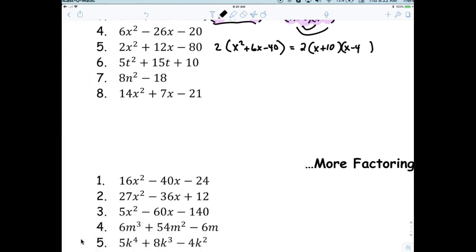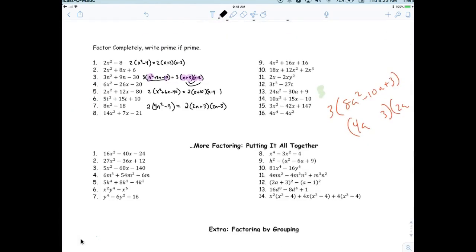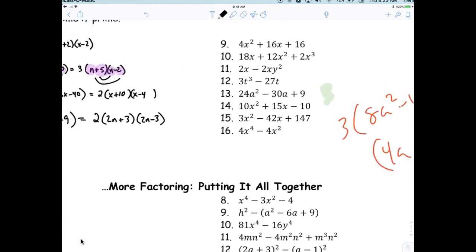Number 7, what's common? 2. So we pull out a 2. We end up with 4n squared minus 9. And then 4n squared minus 9 factors. 2 times 2n plus 3, 2n minus 3. Yes. So when factoring completely, you always use the positive. No, don't think of it that way. It just so happens that's what's coming out. Okay. I want everybody to turn your attention to question number 11.